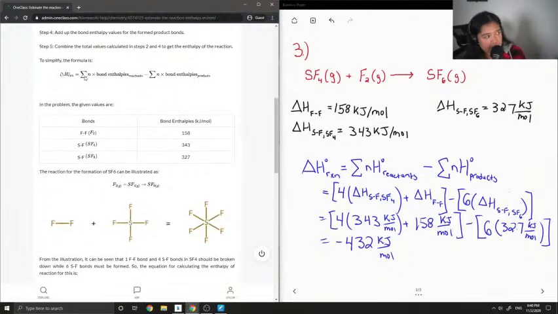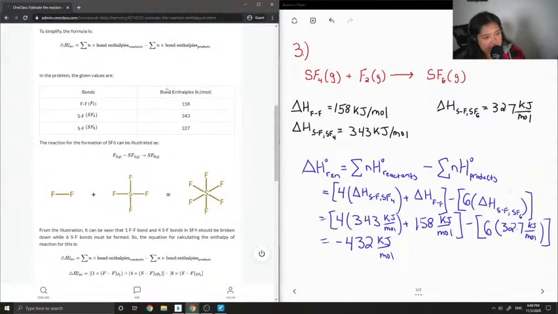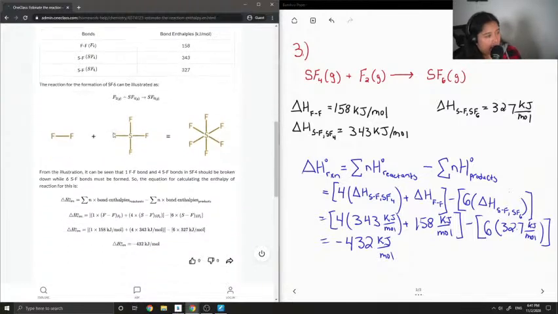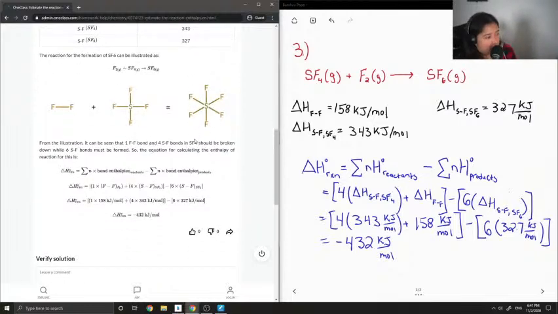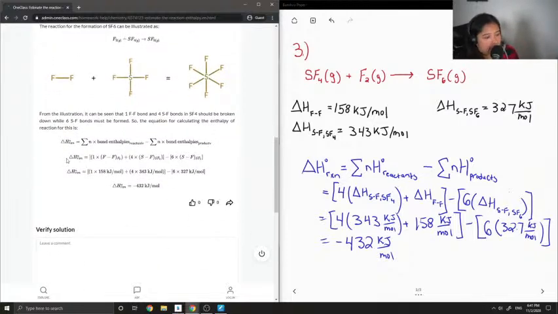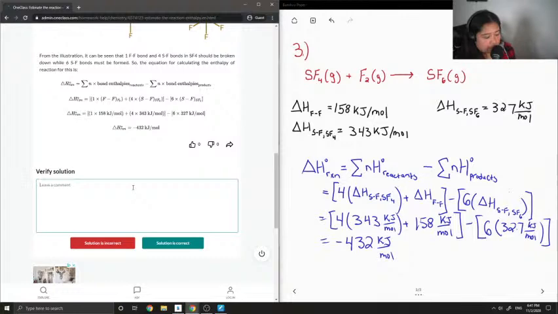So you see they have the same simplified formula that we saw already. And then they show a neat illustration of how the formation of SF6 occurs. And then they follow out the math the same way that we did and end up with minus 432 kilojoules per mole. This solution is correct.